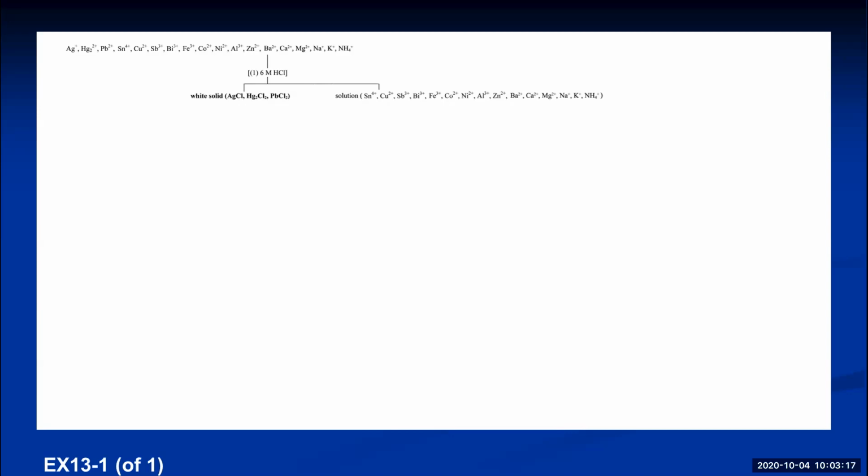So in experiment 5, we took this white solid, silver chloride, mercury 1 chloride, and lead 2 chloride, and went through a procedure where we separated them and then identified them. As you may recall, when you take this white solid, if you add hot water to it, you cause the lead 2 chloride to dissolve.